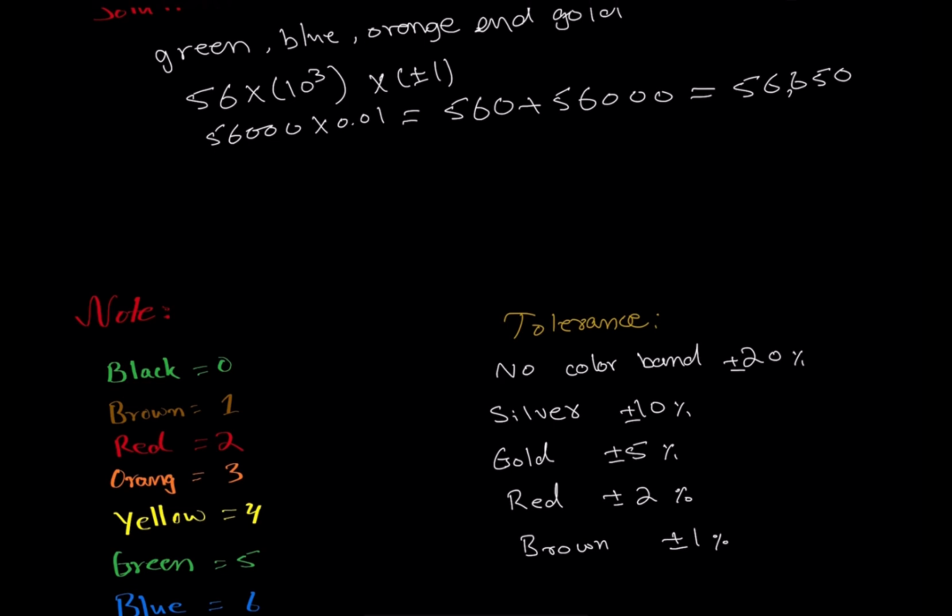And now what is the lower value? 56,000 minus 560. So this is the upper, and the lower will be 56,000 times negative 0.01. That will make the number 55,440 ohms.